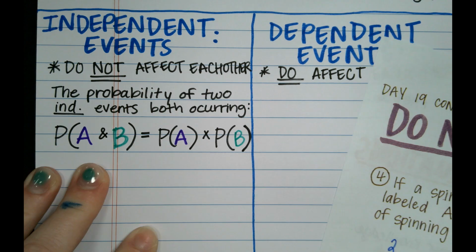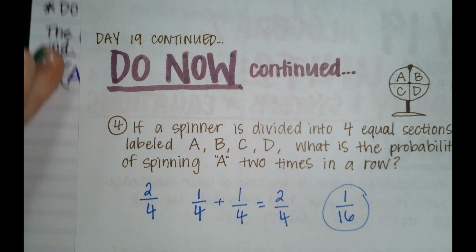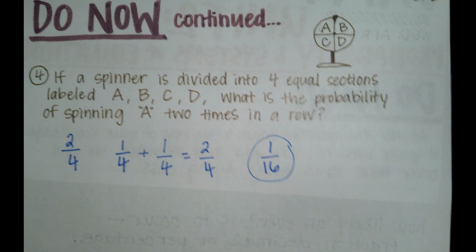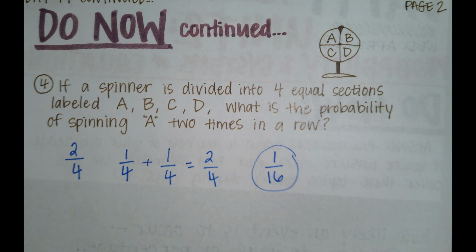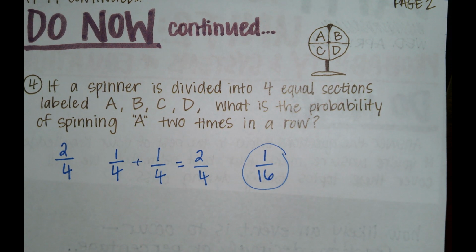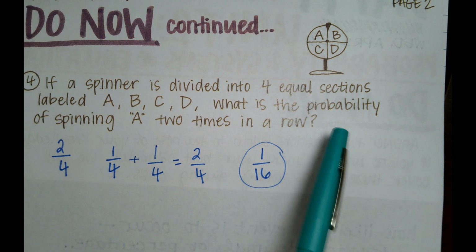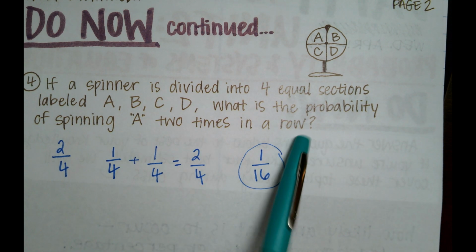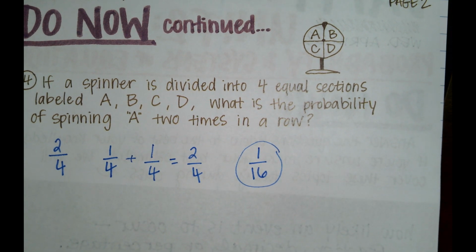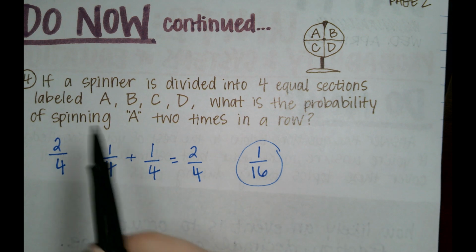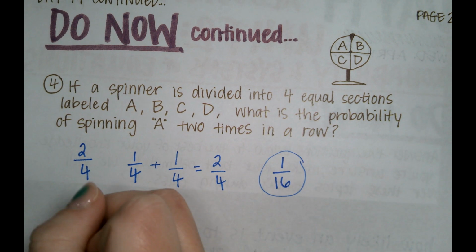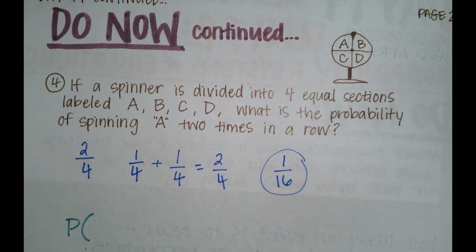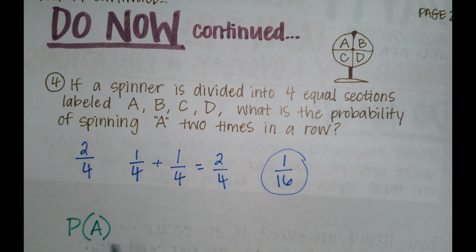Pause for a moment. All right, so I'm going to pull this do now out. And now I'm looking at this scenario where I've got this spinner, and it's divided into 4 sections. We're trying to figure out what's the probability of spinning A 2 times in a row. These are independent events. They don't affect each other. So here's what we'll do. First, I want to figure out the probability of landing on A.